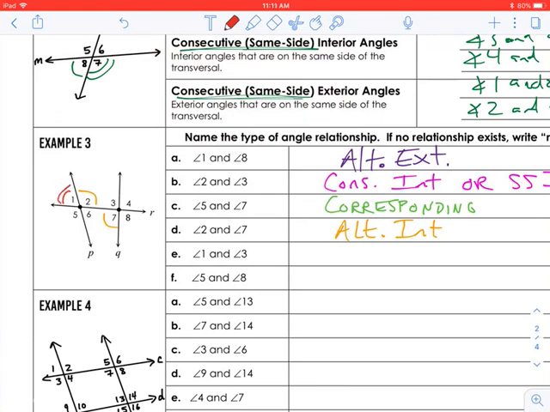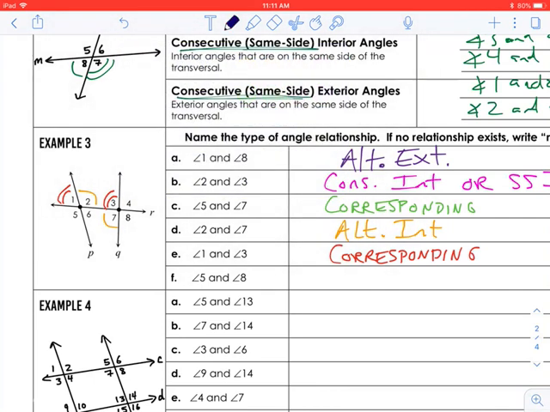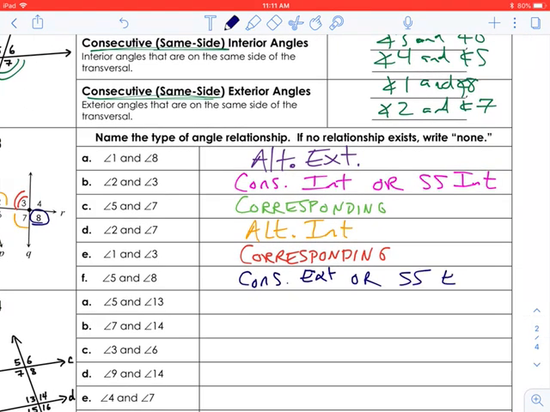Okay, so last two, we've got 1 and 3. 1 here, 3 here. Same thing as letter C. It's corresponding because they're in the same position. They're top left, top left. So that is corresponding angles. And then our last one, 5 and 8. 5 and 8 are same side of the transversal, and they're consecutive. They're exterior. So consecutive exterior, or in other words, same side exterior.